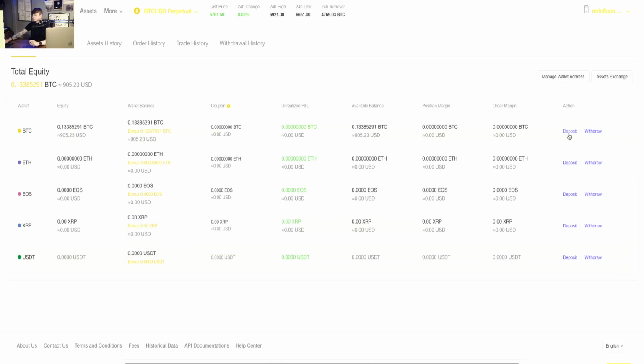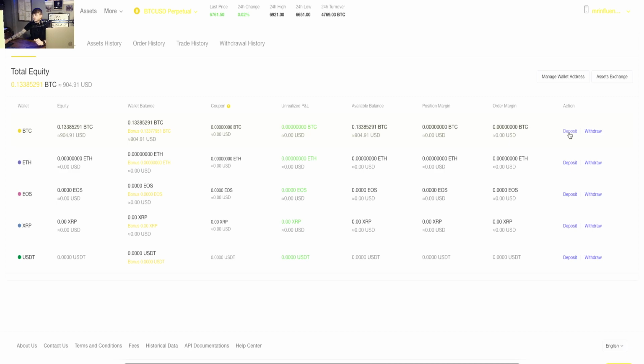So what you want to do is click deposit on either one, Bitcoin, Ethereum, EOS, or XRP. Usually we do Bitcoin. Well, almost all the time we do Bitcoin. Unless obviously you want to trade some Ethereum or some EOS. Like let's say you think that EOS or XRP or Ethereum is gonna go down, you want to short sell it, then you want to deposit that cryptocurrency. But for this example, we're going to be using Bitcoin. For the majority of the times we're going to be using Bitcoin.